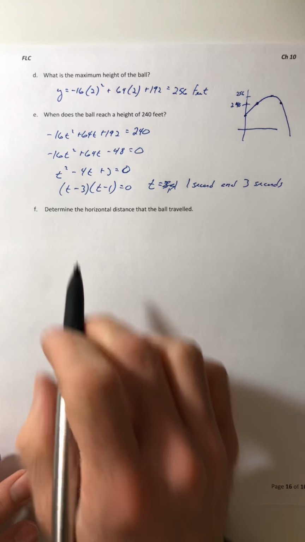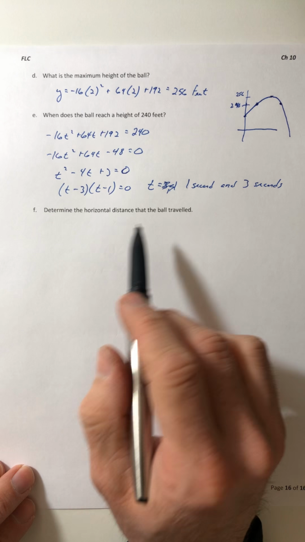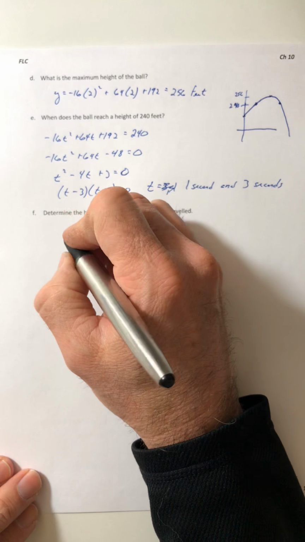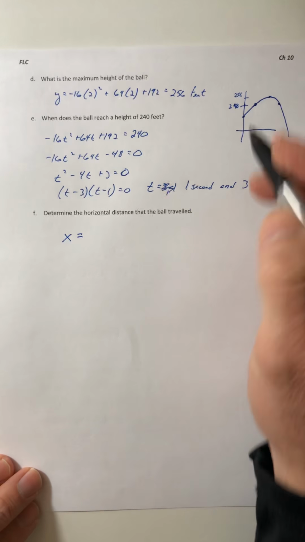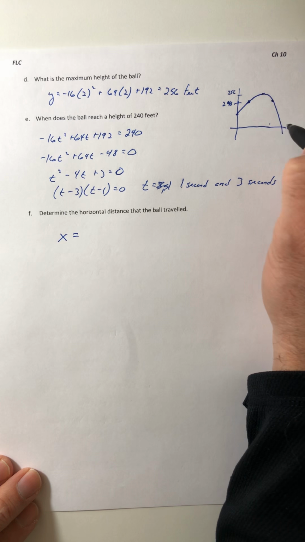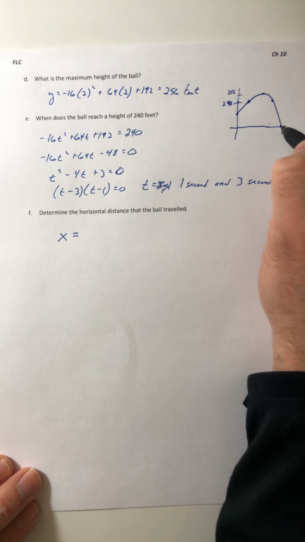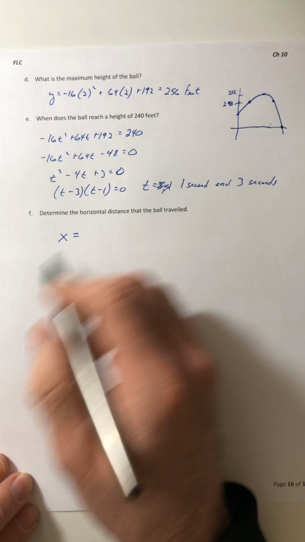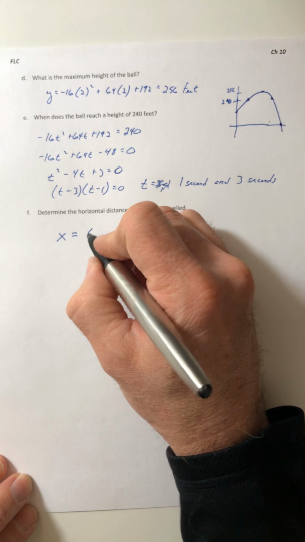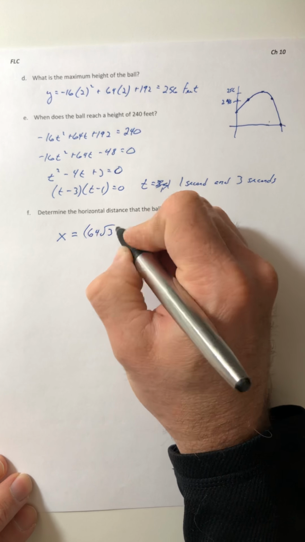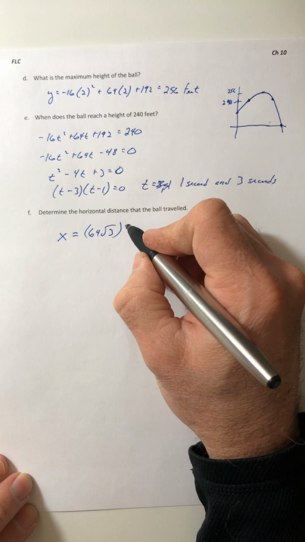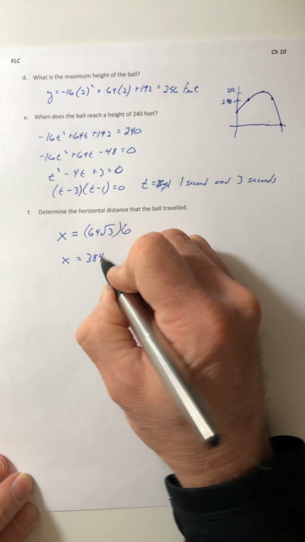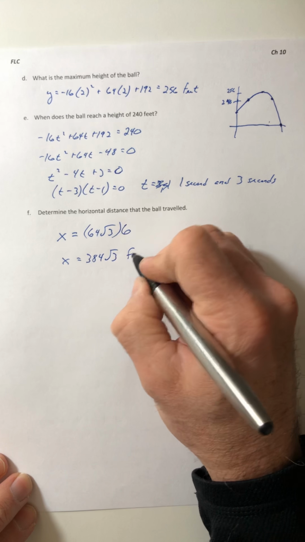All right, and then the last part, part F, determine the horizontal distance. Well, anytime it's talking about a horizontal, that's going back into the x. So it wants to know how far does it travel out this way. So what would this x value be way out here? Well, we know how long it's in the air, which was your 6 seconds. So we're going to plug that in for the t. And so x is equal to 384 root 3 feet.